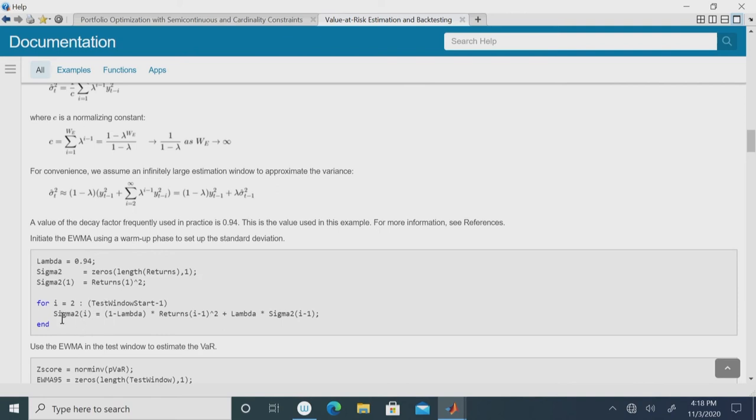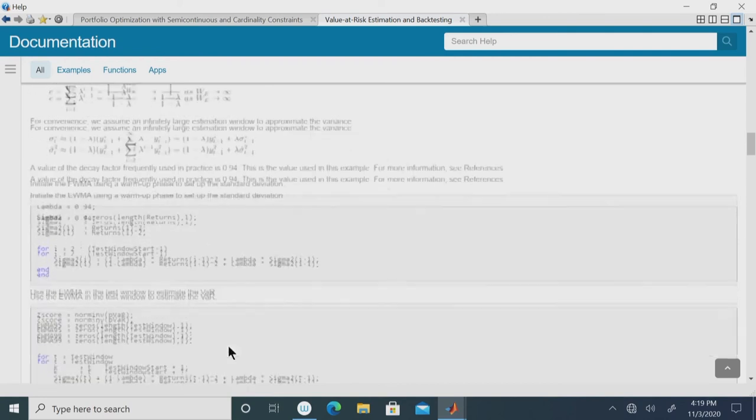That means we are calculating recursively. We set the first value of sigma hat squared to be returns of 1 squared, and then we recursively make use of this particular formulation. So, we start off with sigma squared of 1, which is the initial value for this relation, and then we use this recursive relation for calculating all the sigmas for i equal to 2 all the way to the number of points in the test window.